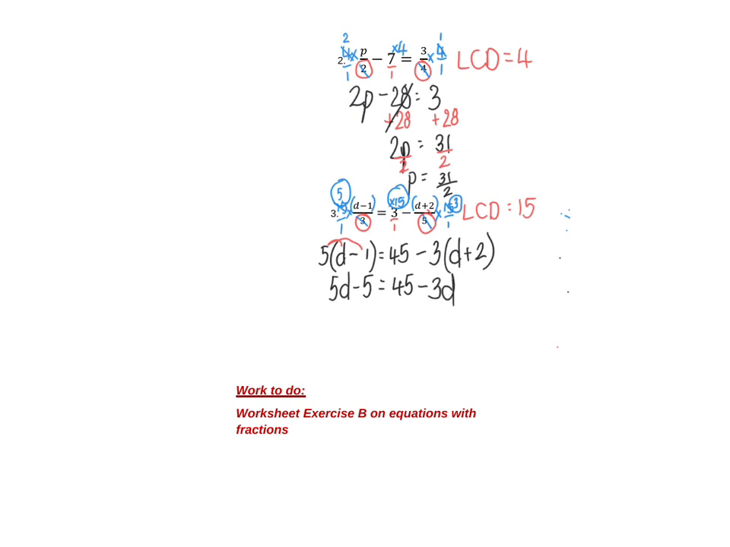We first need to distribute, so negative 3 times d is negative 3d, and negative 3 times 2 is negative 6. And now we can simplify our expression on the right hand side. 45 and negative 6 are like terms. So 5d minus 5, no like terms on the left hand side, it remains the same. But 45 minus 6 is 39, and then minus the 3d.